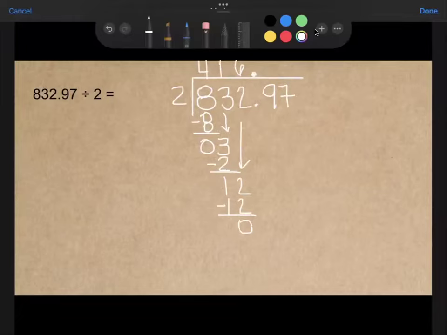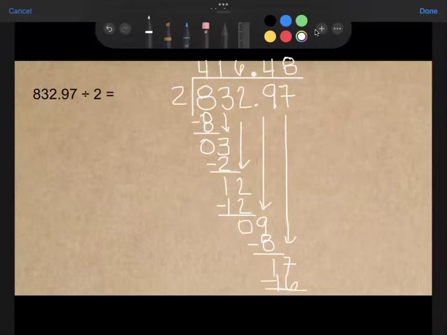So I keep getting 0 left over, but I still have numbers to bring down. So I'm not done yet. Got to bring down that 9. 2 fits into 9 4 times. So that's going to get a 4 here and an 8 here. Subtract that to get a 1. Now I'm going to have to bring down the 7. And 2 fits into 17. I want to say 8 times because that's going to give me 16. So I'm going to put an 8 here, a 16 here. When I subtract that, I get 1 left over.